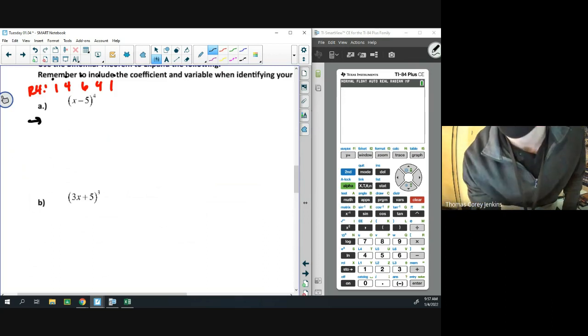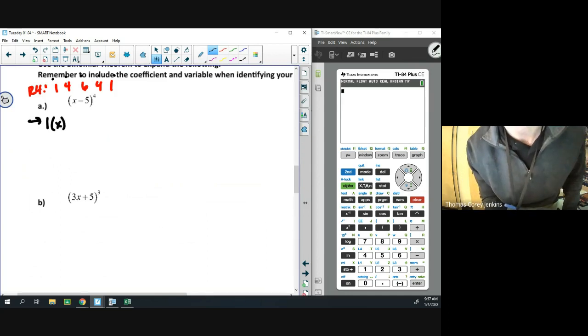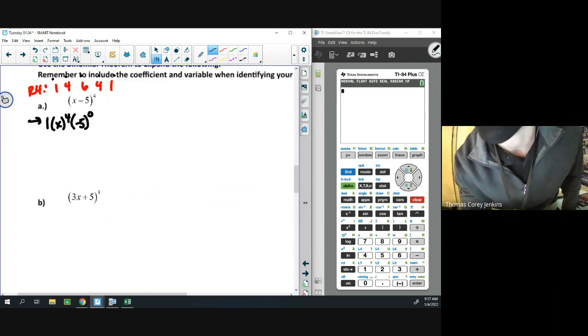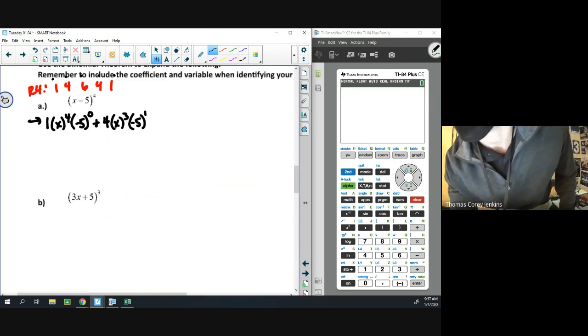So my first term is going to be coefficient 1. And then we have x to the, anybody know where we start with our exponent for x? 4, right? What would my exponent for -5 be? Anybody know? 0. Very good. Okay. Next one would be 4 x cubed times -5 to the 1. And then we're kind of off and running.